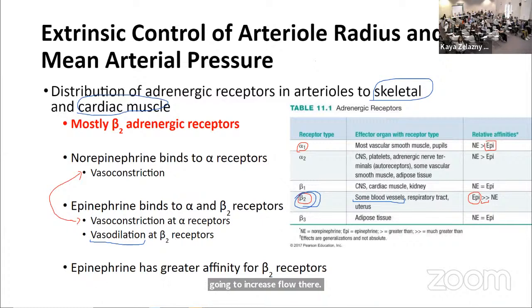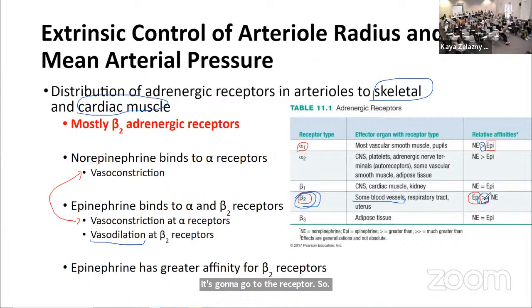So when you have just a little bit of epinephrine, because of that difference in affinity, it's going to go to the receptor that binds it more. So as you start to have epinephrine, it's going to more likely go to those beta-2 receptors.